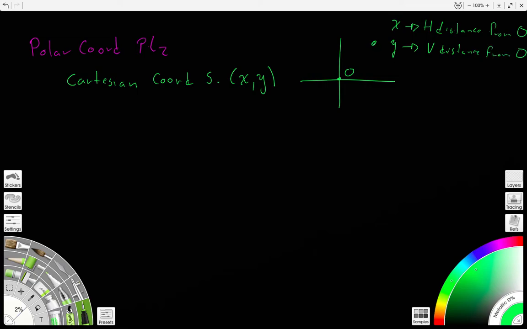So this point in space has both a horizontal distance and a vertical distance, okay? From the origin. So we can call this point, we'll have these coordinates right here. Okay, now the polar coordinate system, so let's put this in blue.